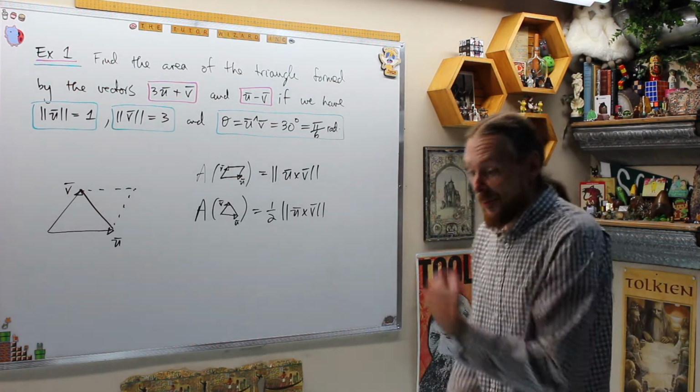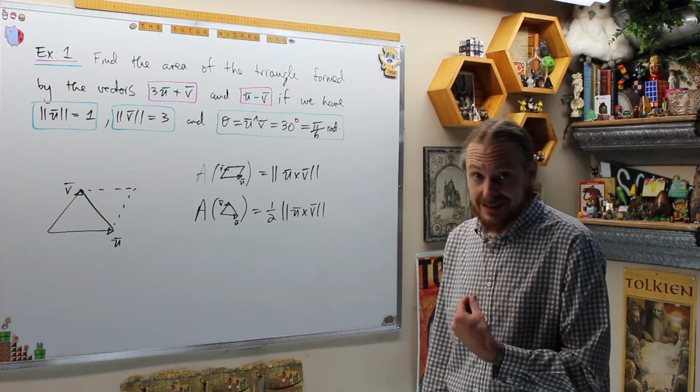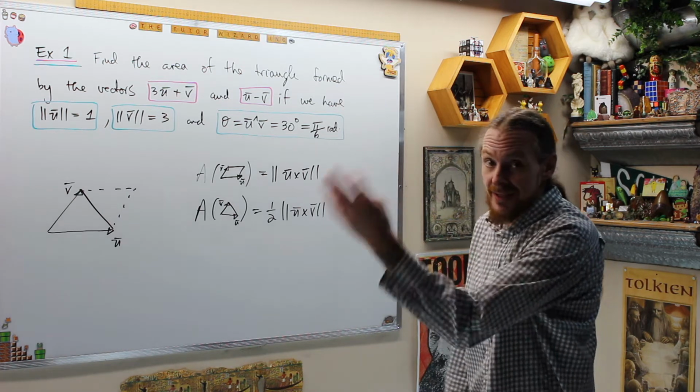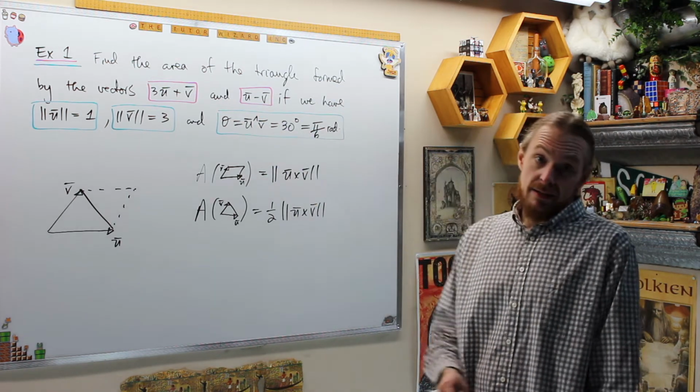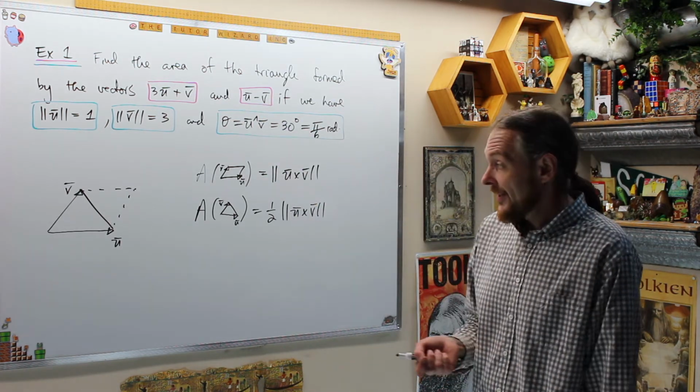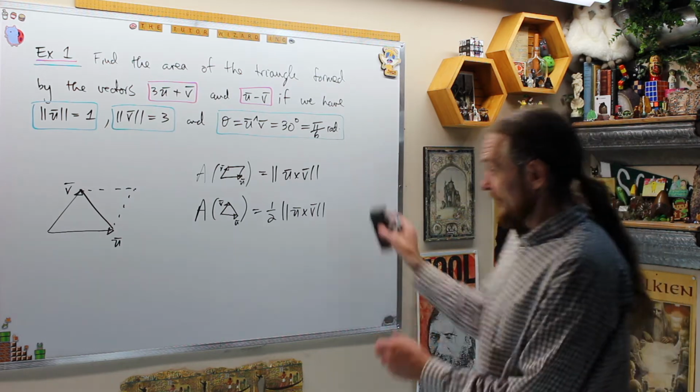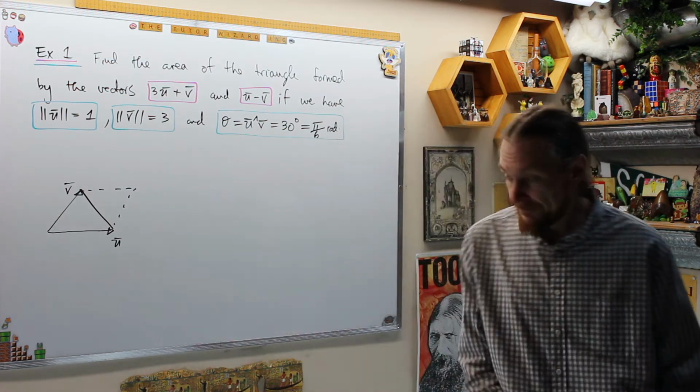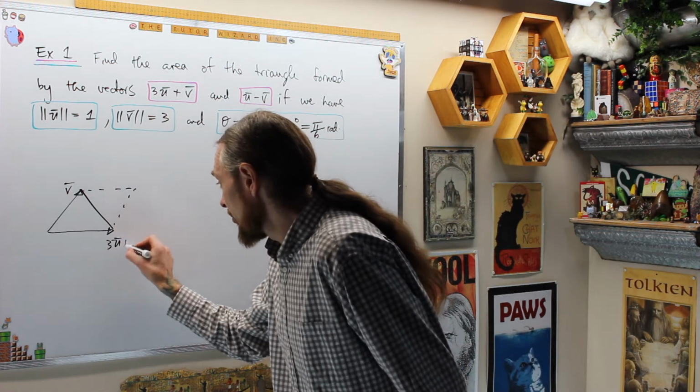Now this is what is possibly confusing. Now I have to replace U and V with the vectors 3U plus V and U minus V. So what is that going to look like? Well, let's just rewind that. This is now going to be 3U plus V.